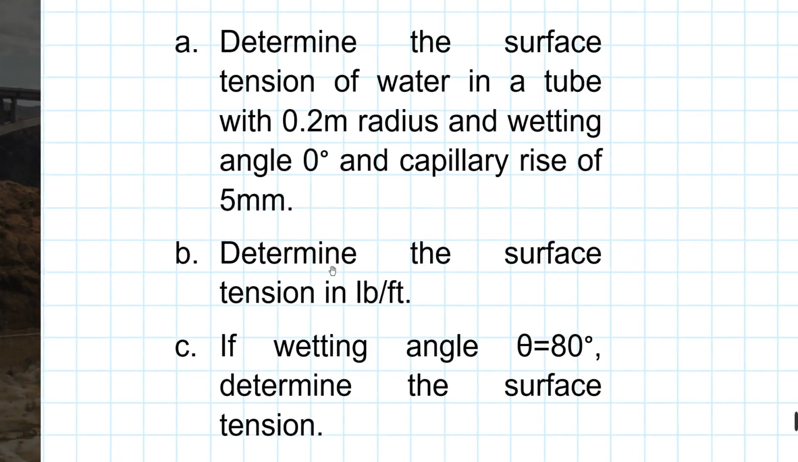Let's solve this sample problem. Determine the surface tension of water in a tube with 0.2 meter radius and wetting angle 0 degrees and capillary rise of 5 mm. Letter B, if the surface tension is in pound per feet, let's determine that also. And letter C, if we have a given wetting angle of 80 degrees, what will be your surface tension?